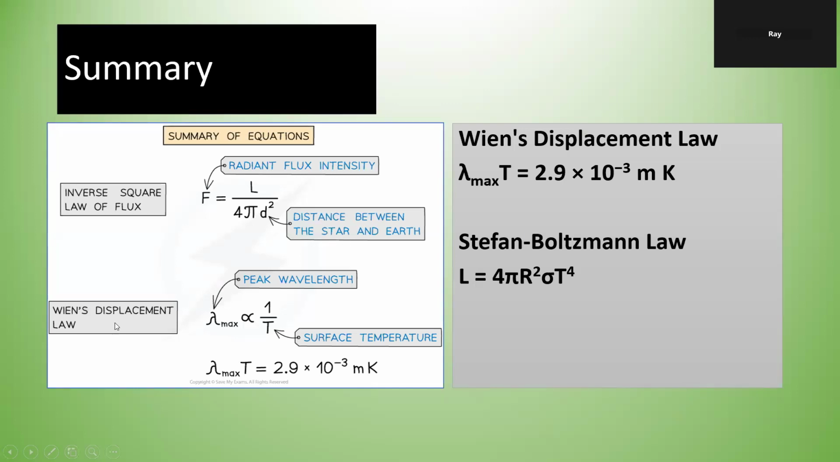Then Wien's displacement law: the peak wavelength, that is, the wavelength at maximum intensity or maximum rate of emission, is inversely proportional to the surface temperature. Usually you don't need to remember this value. They will give you the value if you need to use it. That is Wien's displacement law and Stefan-Boltzmann's law.